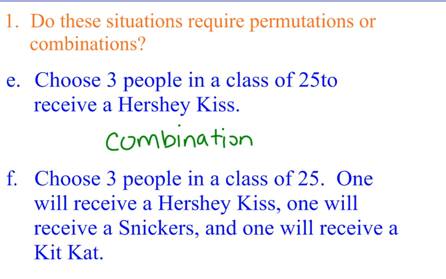Choose 3 people in a class of 25. 1 will receive a Hershey Kiss, 1 will receive a Snickers, and 1 will receive a Kit Kat. Since it makes it sound like the first one I choose is going to get the Hershey Kiss, and the second one will get the Snickers, order would matter. Or think of if I had those 3 pieces of candy up here and I chose your name first, you might care that you were first because you actually now get a choice between all 3 candies. The person I pick third just gets the leftovers. They'd have to take whatever was left over in this case. So that's going to be an example of a permutation. You would care about the order when you get to pick the candy.